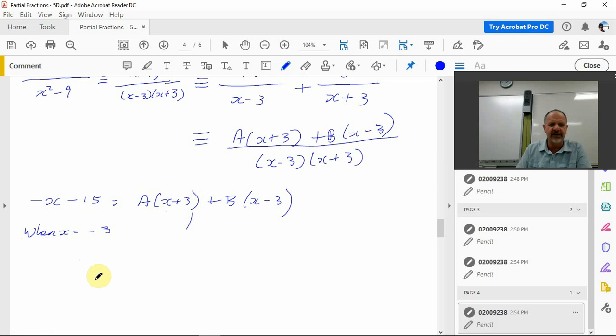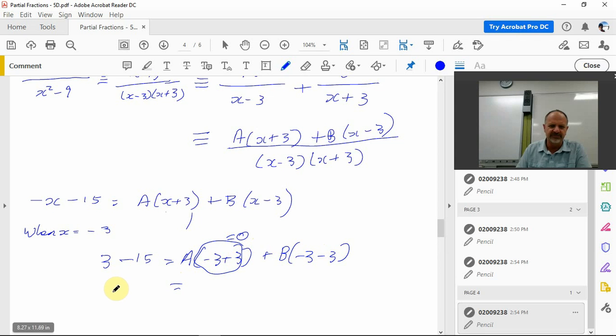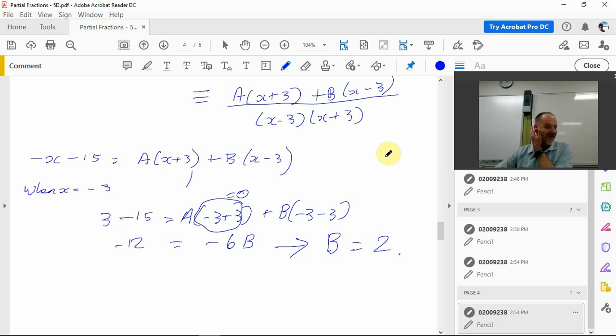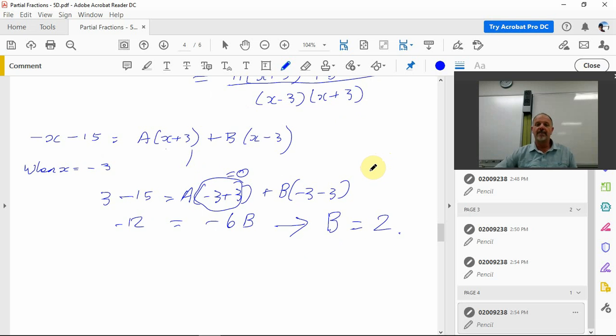So I've got a negative there, a negative 3, so it's 3 minus 15 equals a(minus 3 plus 3) plus b(minus 3 minus 3). Now this here is equal to 0. So what that means is we've got 0 lots of a and we've got minus 6 lots of b. So from that, we know that b then should be 2. I hope. Yep. Then I can do the same thing and I'll look at this.